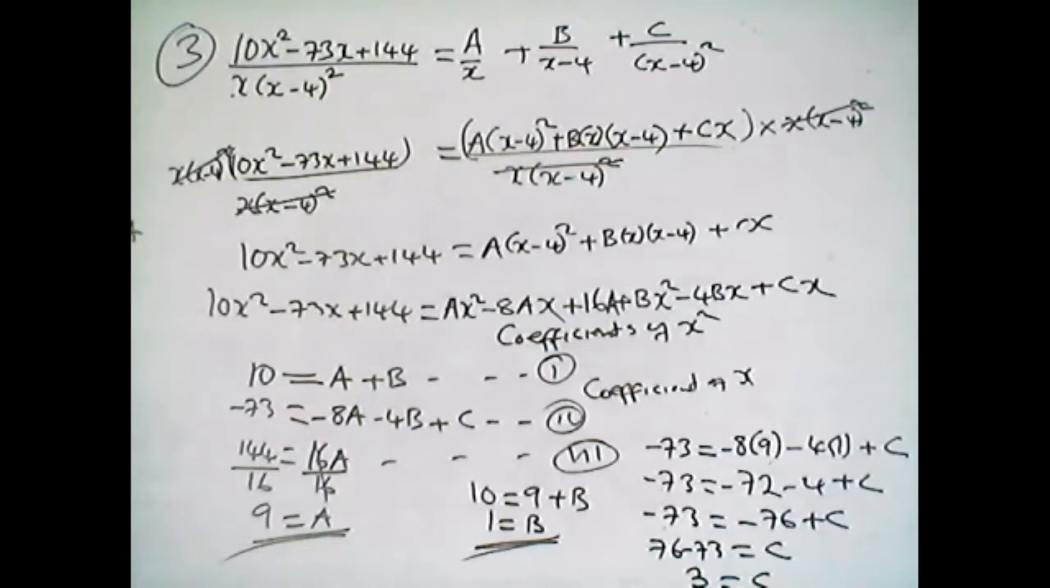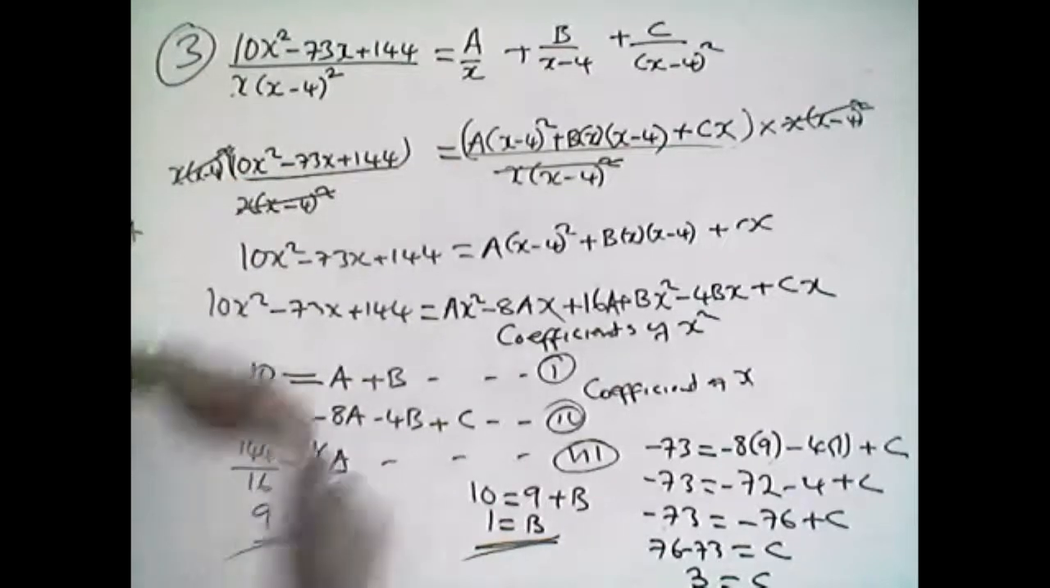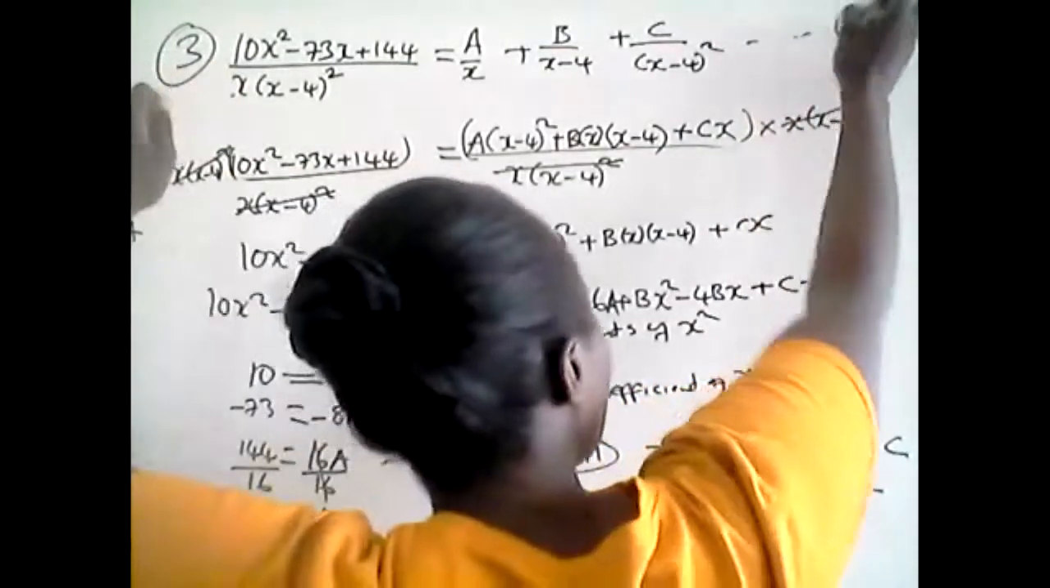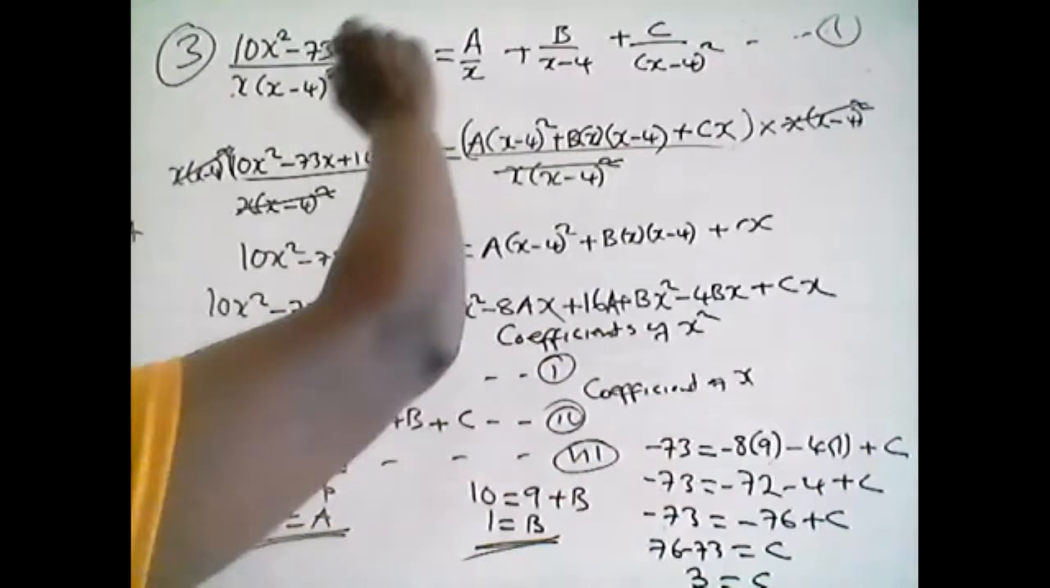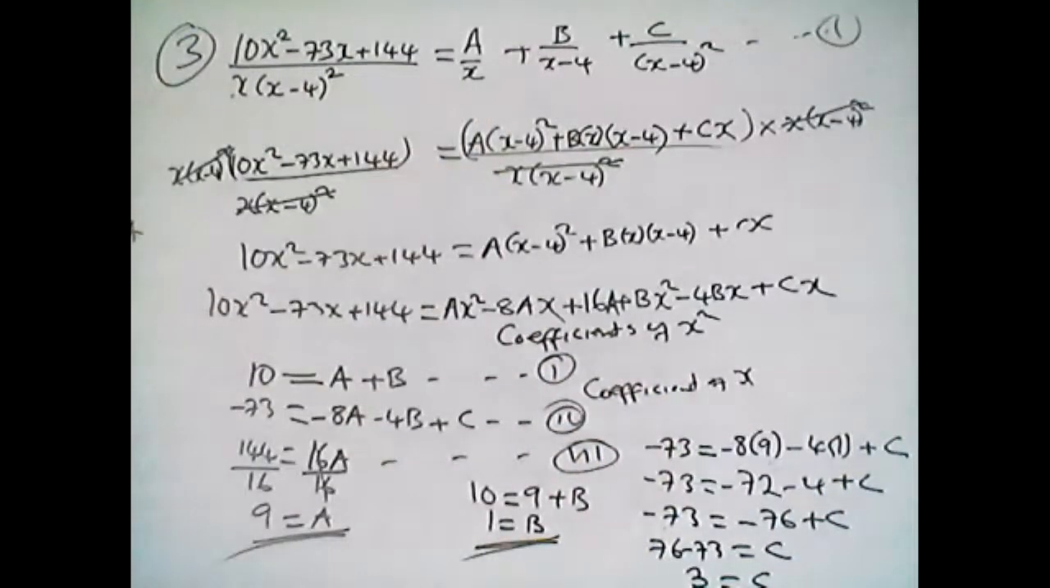So after we've done that, it's just a matter of rewriting, replacing the values in our equation 1. So where there's a, we put a 9, where there's b, we put a 1, and where there's c, we put a 3. Unless there's a question.